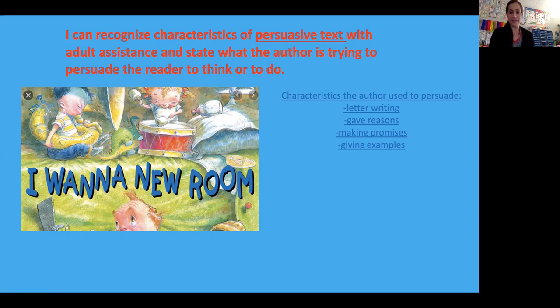So now what you're going to do is get on Seesaw and answer some questions about persuasive text. And tomorrow we are going to continue working on types of persuasive characteristics. And we're going to be doing it using something new tomorrow.